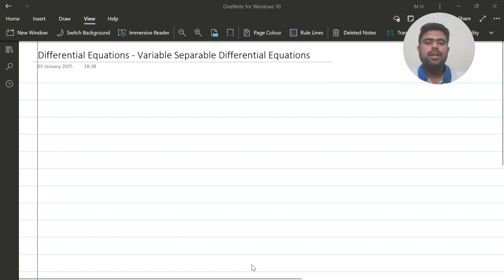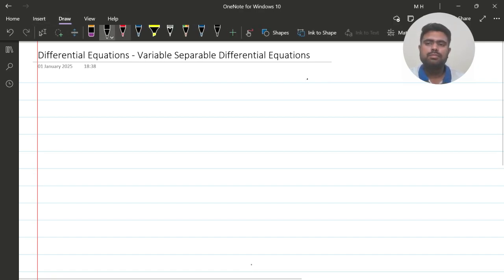Okay, as the name suggests, the variable separable differential equations, in this type of differential equations the variables can be separated. How will you separate the variables and how will you solve it? We will see that using the examples, but before that I would like to give you a few steps to solve the variable separable differential equations.